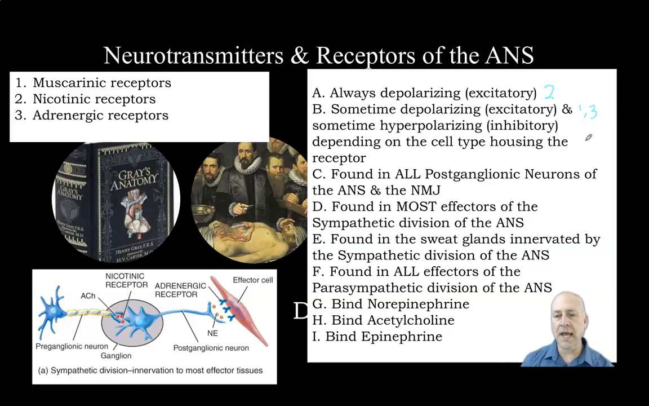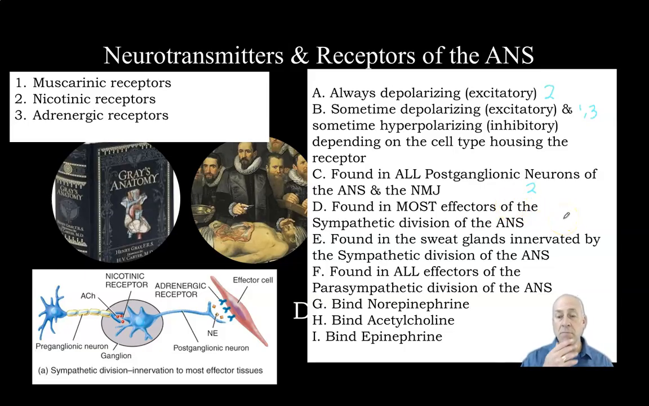Found in all postganglionic neurons of the ANS and the NMJ. That is nicotinic, absolutely, right? So that's in the postganglionic neuron, but not the effector. That's in the cell bodies and the dendrites of the postganglionic neuron, and that first step of acetylcholine always hitting a nicotinic receptor and always sending the message down the line to the effector. Some kind of message is always going to the effector. At the effector, it might be stimulatory or it might be inhibitory, but it's always getting there via the nicotinic receptors in the postganglionic neurons.